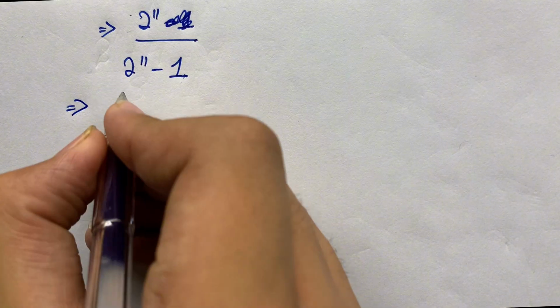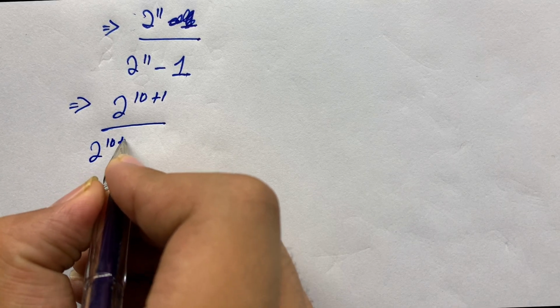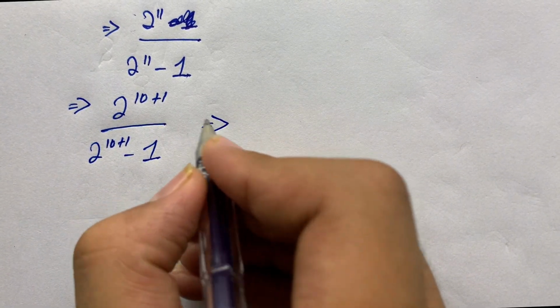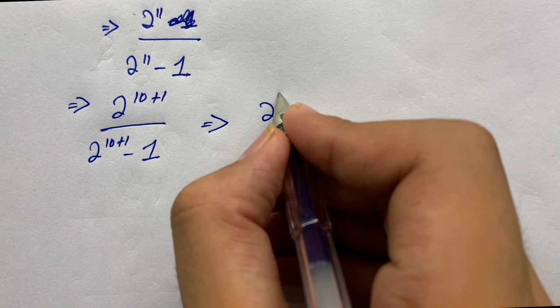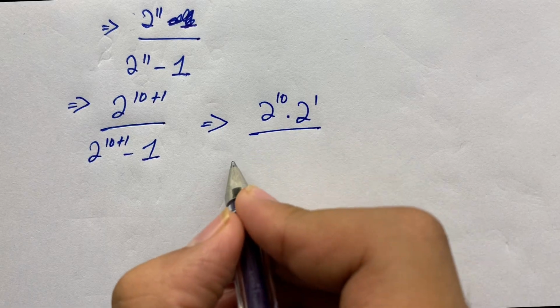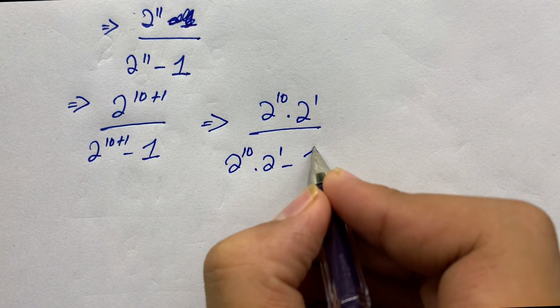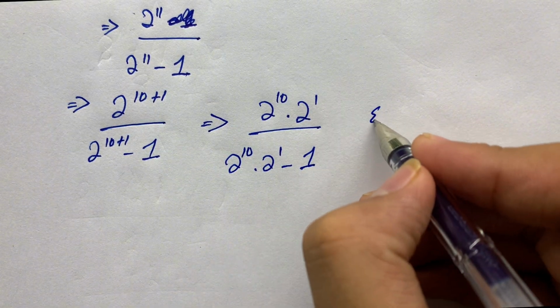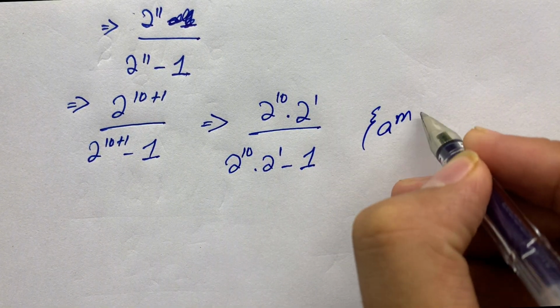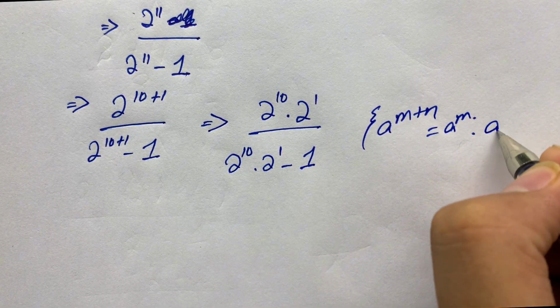Now we write 2^(10+1) divided by 2^(10+1) minus 1, and this will be 2^10 times 2^1 divided by 2^10 times 2^1 minus 1. We use this formula: n to the power m plus n is equal to n to the power m into n to the power n.